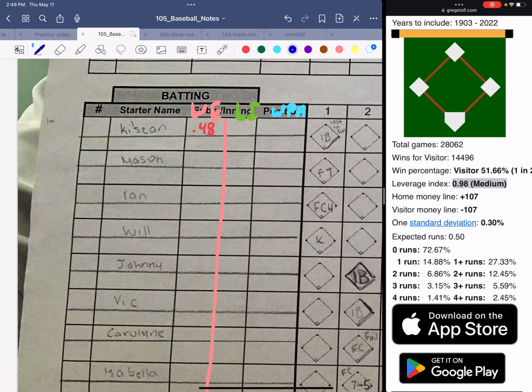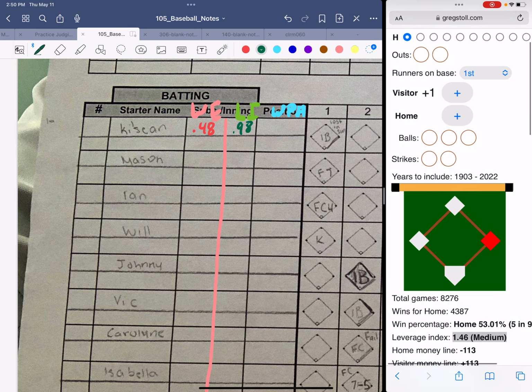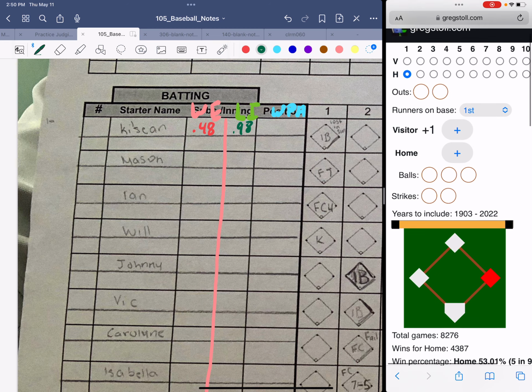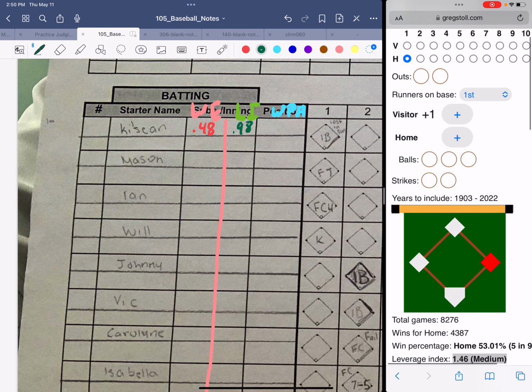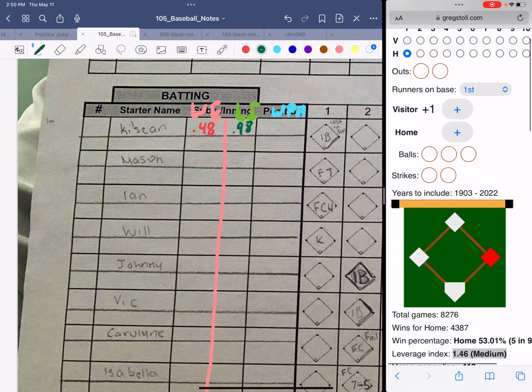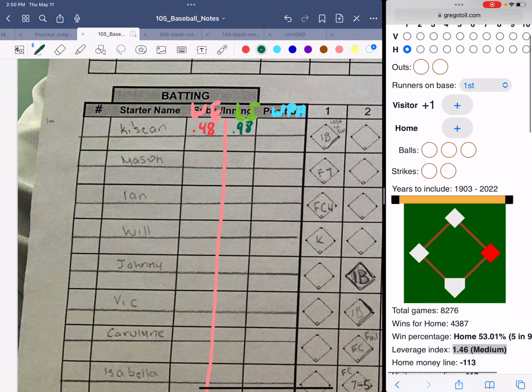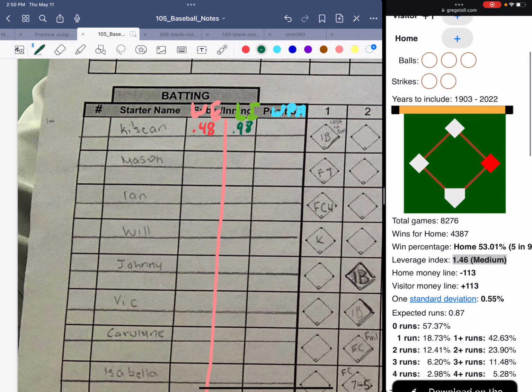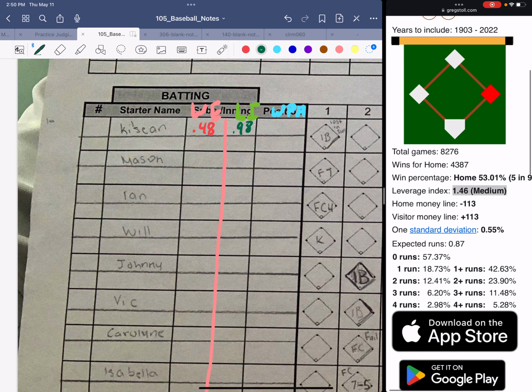Okay. So now the home team is in this situation, 48% chance of winning. We know right away that the leverage index is 0.98. Now, what does Kaishan do? He hits a single. So what are we going to do? Remember, we are in the bottom half of the first inning. The visitors are still up by 1, and Kaishan got a single. So what's the win probability now?